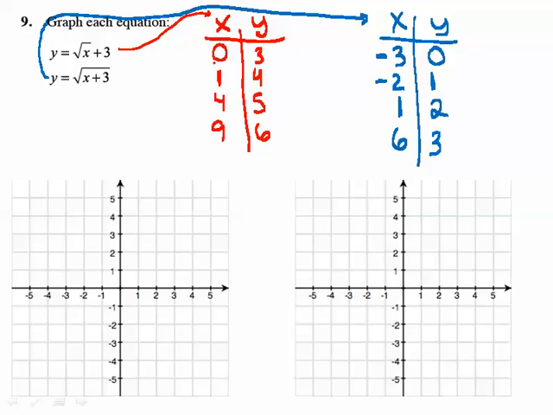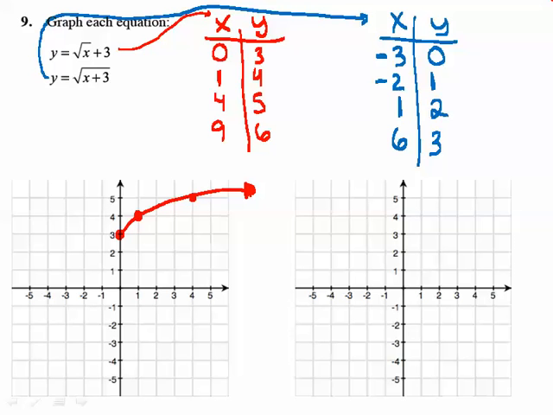Okay, so let's go: 0, 3 is up there. 1, 4. 4, 5. And 9, 6, not going to graph it. That's a little too far. But here's my graph. So what did the little 3 all the way at the end do for me? Yeah, it shifted the whole entire graph up 3 units, right? The square root function got shifted up 3 units.